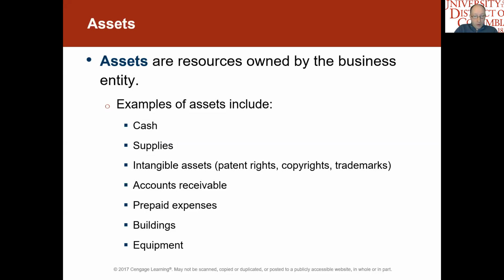Accounts receivable, again, that's what our customers owe us, the business, from the sale of a good or service. Prepaid expenses, these would be things like insurance that I've prepaid for the upcoming year or 6 months. That's an asset because I can cancel that account, get paid back, so forth and so on. Buildings, physical structures, and equipment, like vehicles, machinery, that type of thing. Those are all assets. Those are things owned by the business.